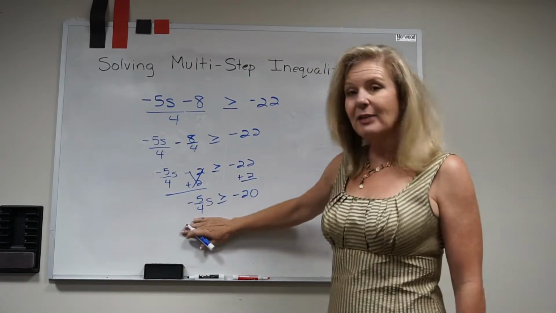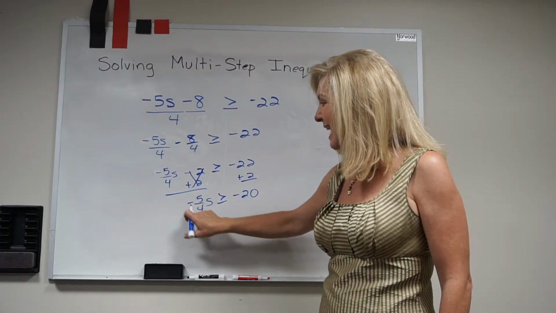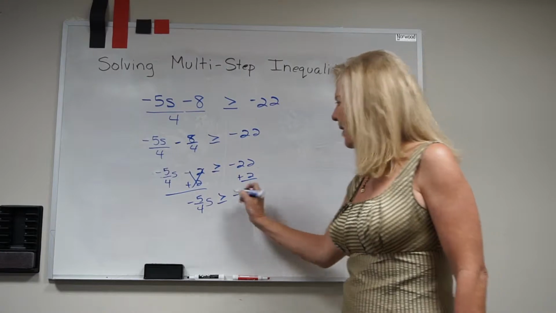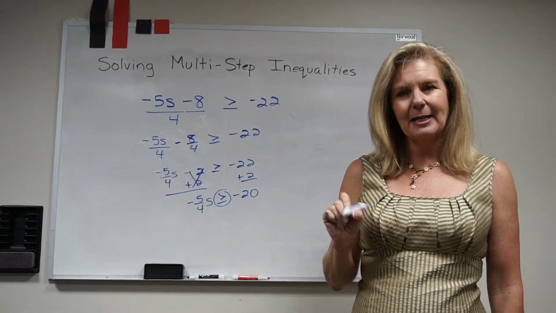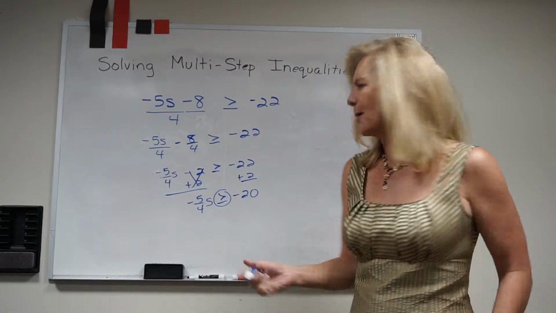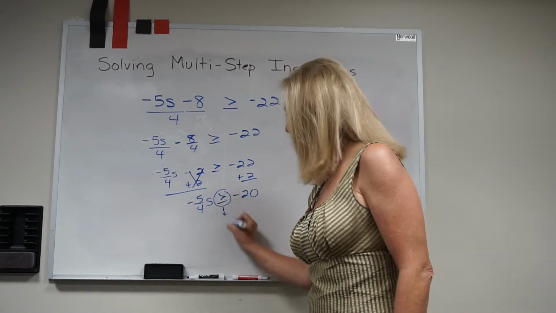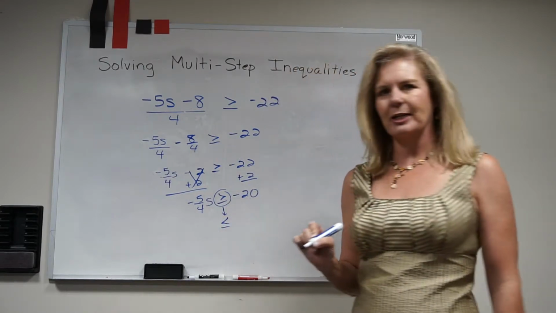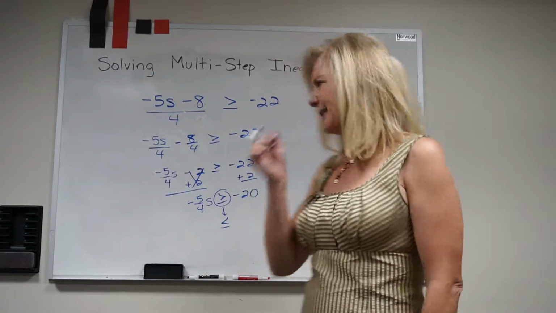Now, I'm still not done because I need to get this s by itself, but I see it has this negative sign. So I know that I'm going to need to reverse the direction of that inequality because that negative means take the opposite. So I'm going to take it from being greater than or equal to, to less than or equal to. And I just do that first so that I don't forget to do that in the end.